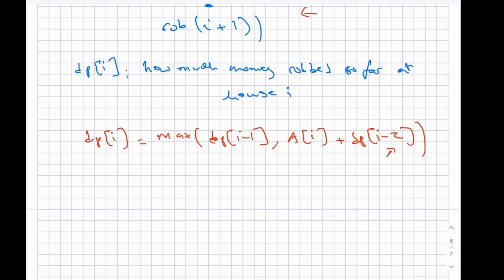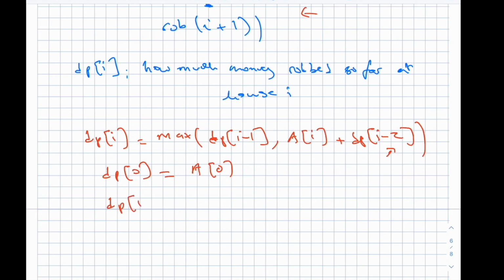Now, since we are doing I minus 2 here, to get correct indices, we have to pre-calculate for dp of 0 and dp of 1. So what is dp of 0? So dp of 0 is actually just should be just a of 0, right? It's just the max of a of 0 or nothing, so just a of 0, right?